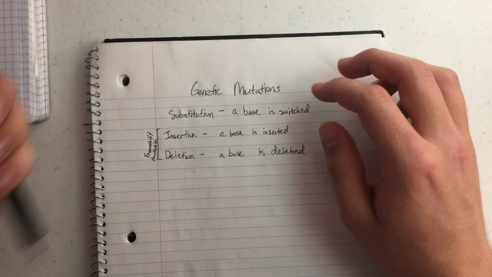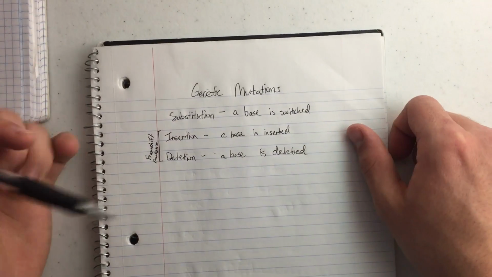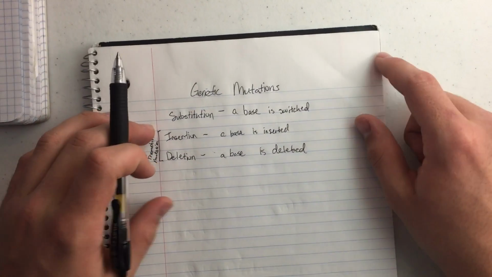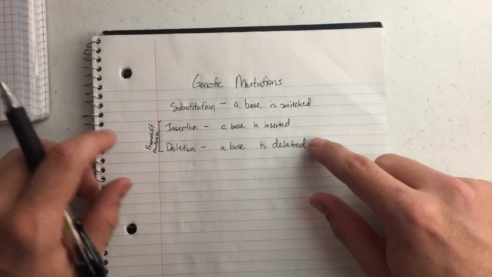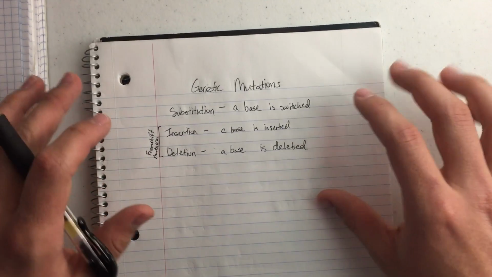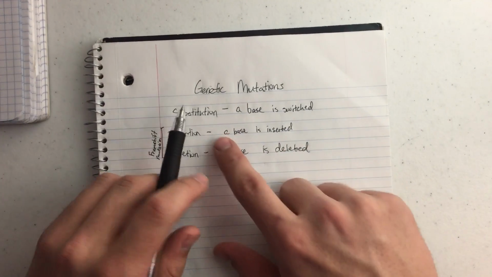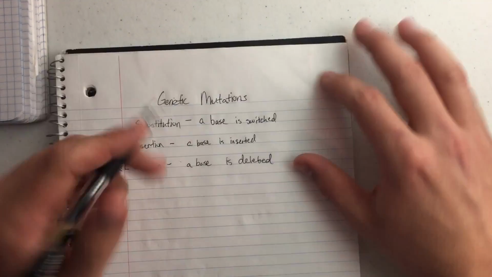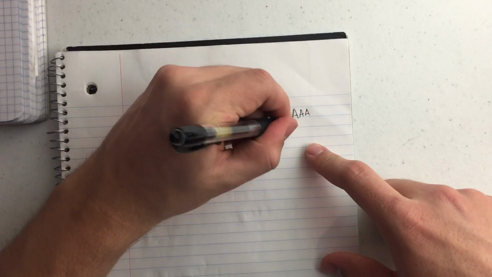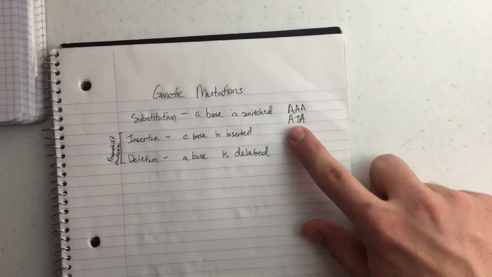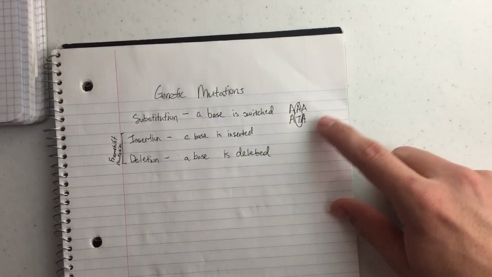Okay, so today we're talking about genetic mutations, and I'm just going to go over a brief overview. I'm not going to go too in depth about it. But basically, there are three types of genetic mutations: substitution, insertion, and deletion, and they do what they say they do. In a substitution, just a base is changed. So if I have a sequence A, and then it mutates into ATA or something like that, that would be a substitution. The base was just switched.